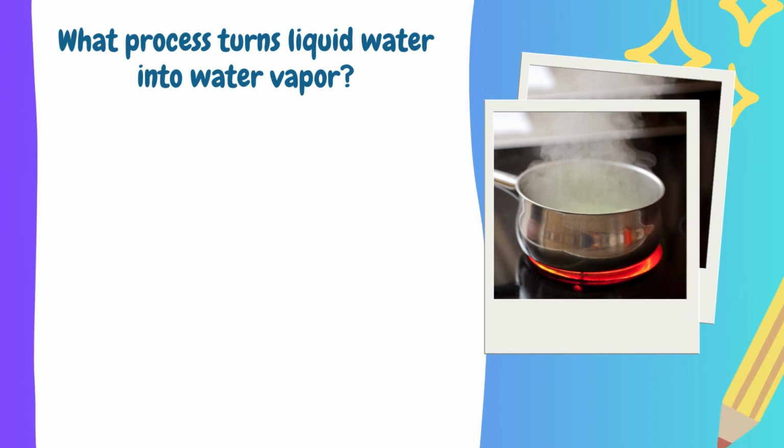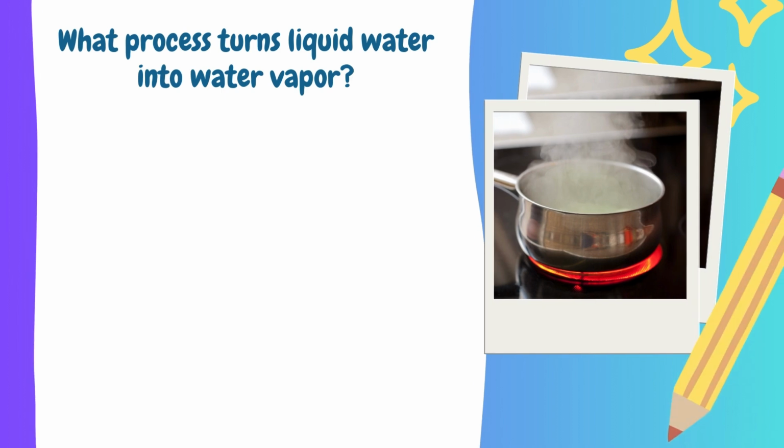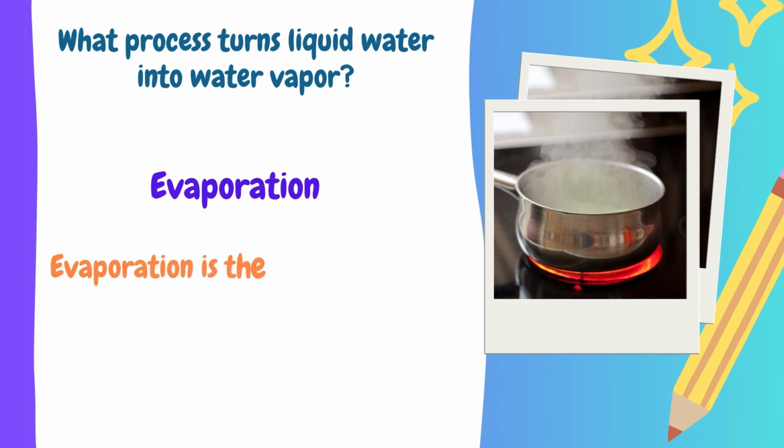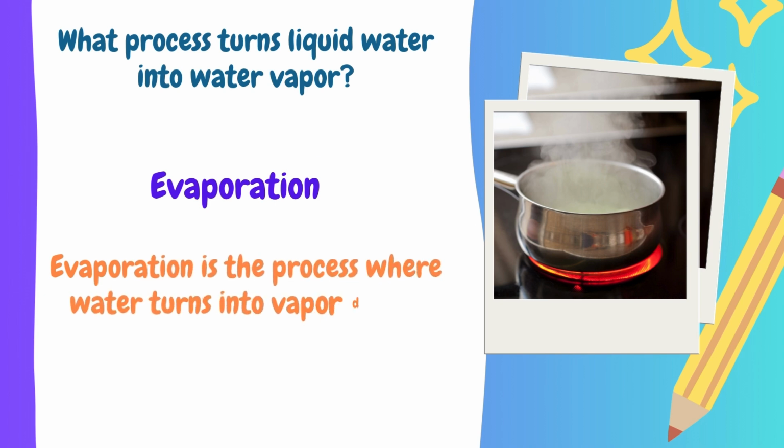What process turns liquid water into water vapor? It happens when the heat is on. The answer is evaporation. Water heats up and turns into vapor, rising into the air.